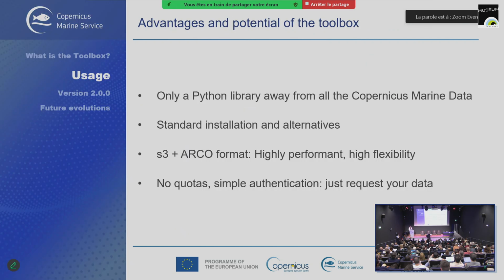Now, what are the advantages and why you should use the toolbox? Well, first, it's just a Python library. Basically, you do 2 lines in your command line, or even like a fresh Windows, you download Python, you download the library, and you can get the data. That's as simple as this, with your Copernicus Marine credential. Then we have all the standard Python library installation with the pip and conda. And we also have some alternatives for users that have different setups, like Docker images or binaries.